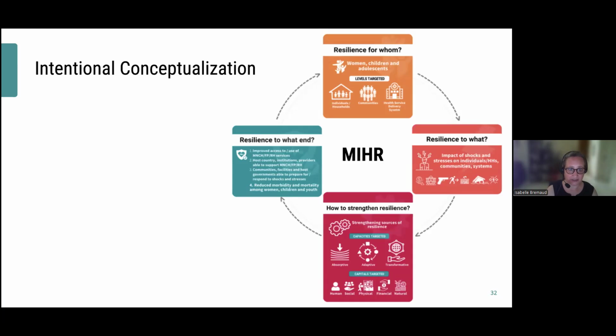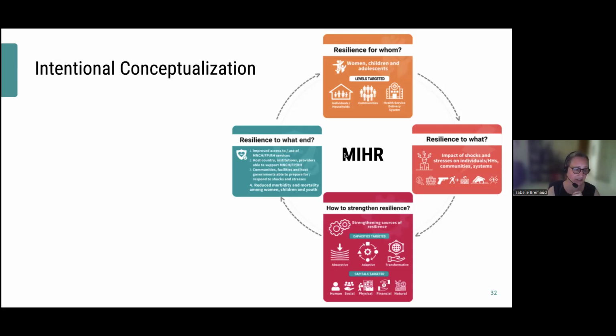The third question, and that's the one that we'll be discussing more today, is about how to strengthen resilience. So how we operationalize it really, and the implementation strategies that David was mentioning earlier. So how do we do that? And that's a point I'm just going to answer in a few minutes.